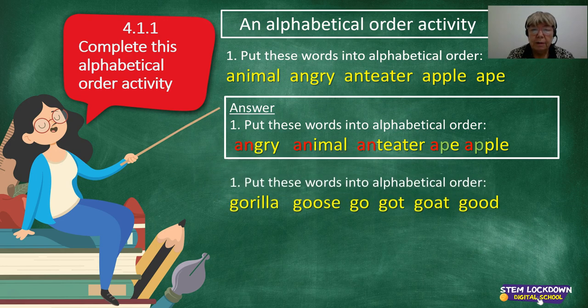Then you had to do another group, at least do this group now. Gorilla, goose, go, got, goat, good. Put those 6 words into alphabetical order.